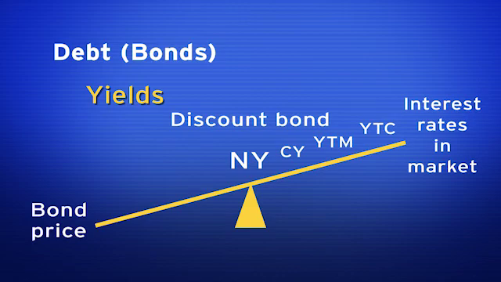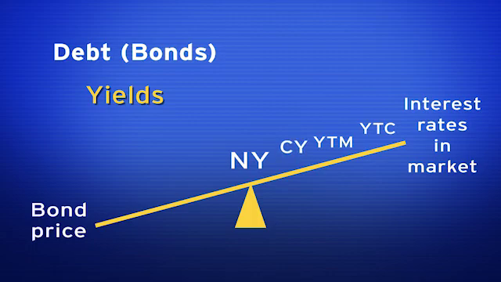What happens to my yields? Well, the nominal yield is unchanged. The current yield will go up, the yield to maturity will go up, and the yield to call will go up. Now, which of those yields will go up the most? Yield to call. Which will go up the least? Current yield. Which yield will be unchanged? Nominal yield.